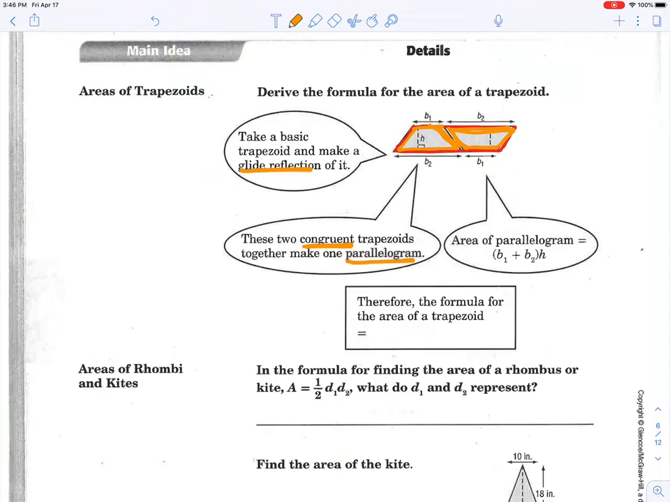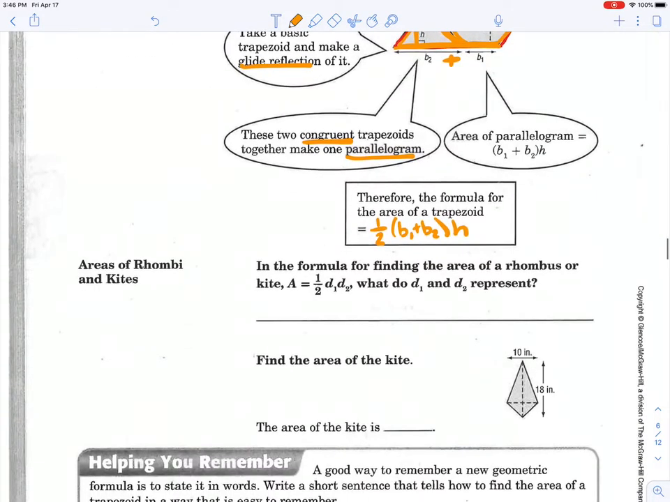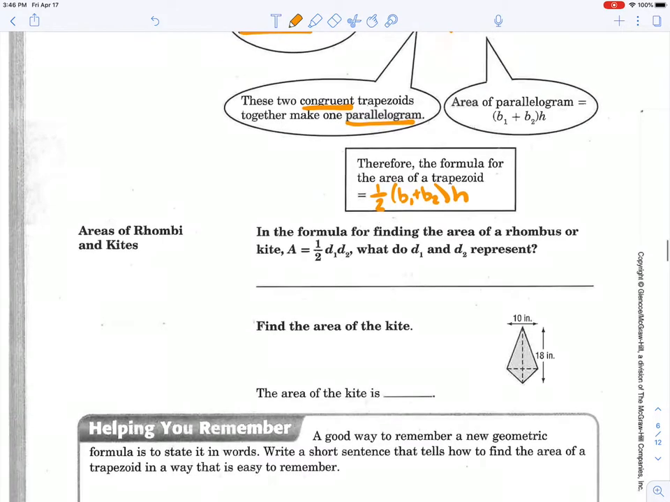So if you write out the area formula for a parallelogram, you would have to take the entire base, which in this case would be base 1 plus base 2, times the height, which is still h. Therefore, if you wanted just the trapezoid, you didn't want both, you would have to take half of that. 1/2 base 1 plus base 2 times the height. That would be our area formula for a trapezoid.